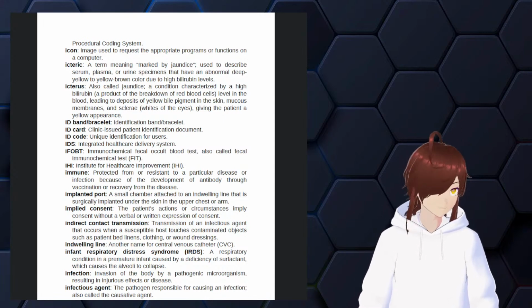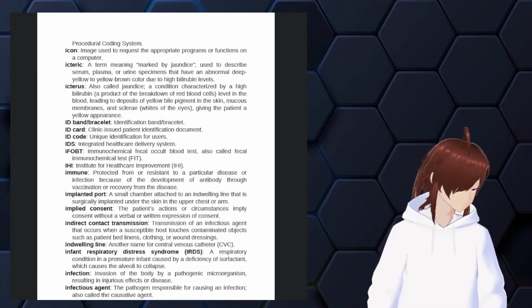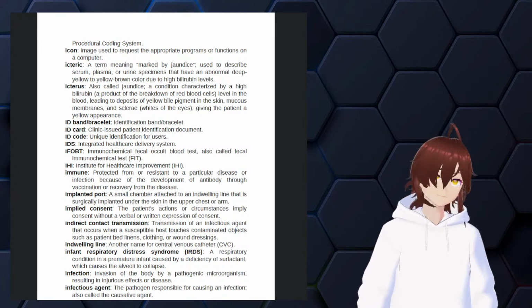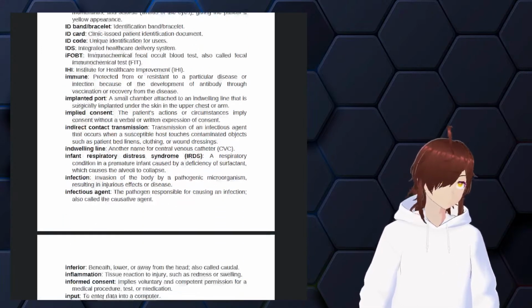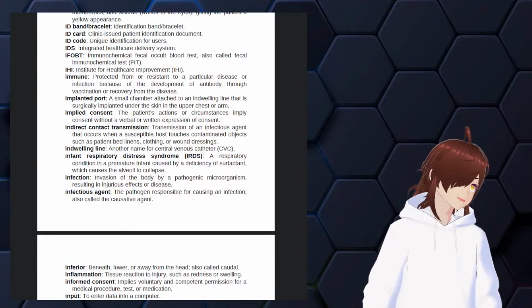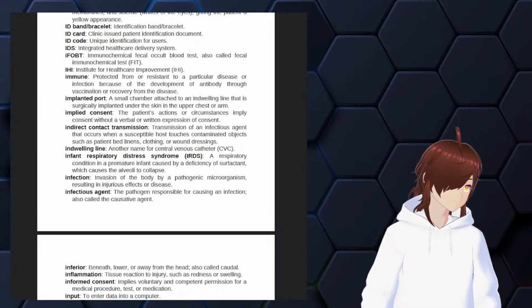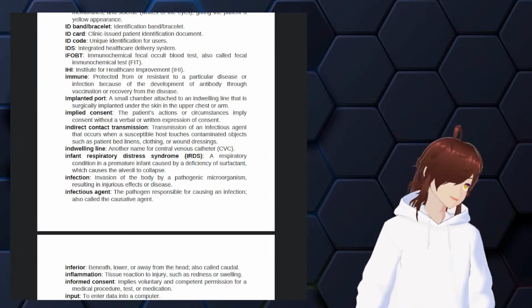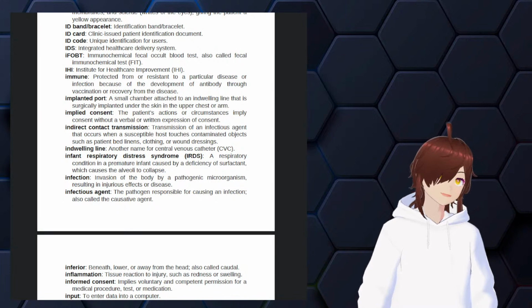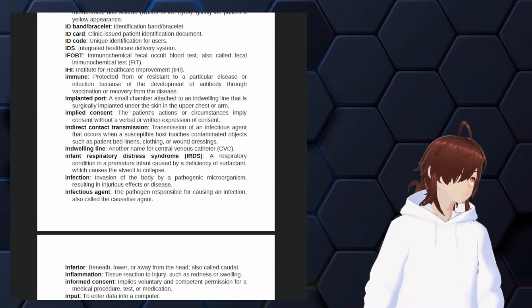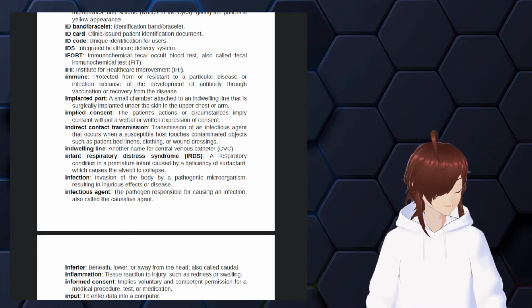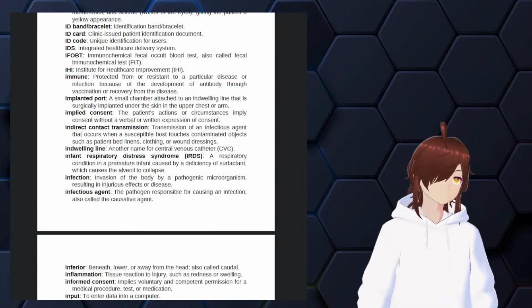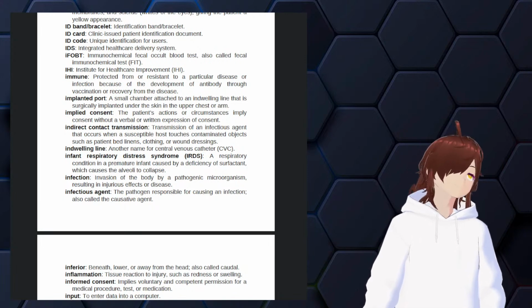Implied consent, the patient's actions or circumstances imply consent without a verbal or written expression of consent. Indirect contact transmission, transmission of an infectious agent that occurs when a susceptible host touches contaminated objects such as patient bed linens, clothing, or wound dressings. Indwelling line, another name for central venous catheter, CVC. Infant respiratory distress syndrome, IRDS, a respiratory condition in a premature infant caused by a deficiency of surfactant, which causes the alveoli to collapse. Infection, invasion of the body by a pathogenic microorganism, resulting in injurious effects or disease.